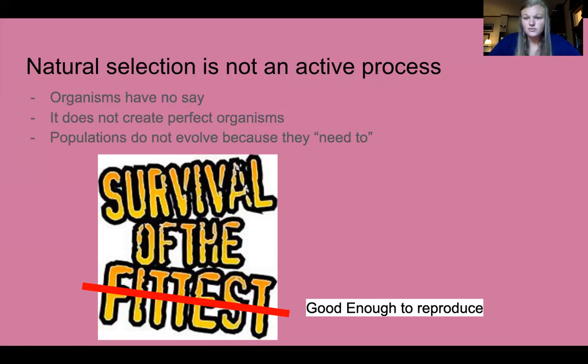It's all about reproducing. It's all about getting your genes into the next generation. And so it's not really survival of the fittest as it is survival of the good enough to reproduce. Like, if you can have offspring, then you are getting your traits into the next generation. And that means that you had fitness as we have defined it in Darwin's terms.